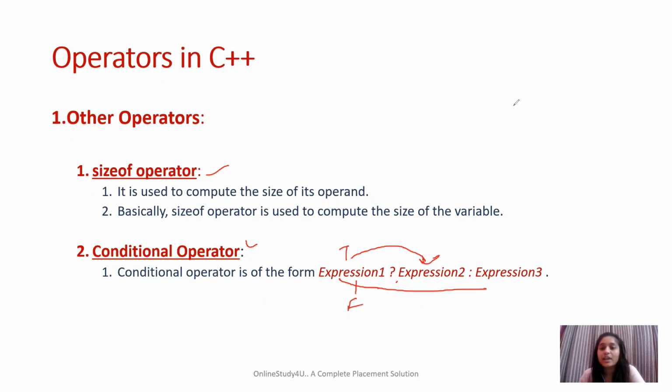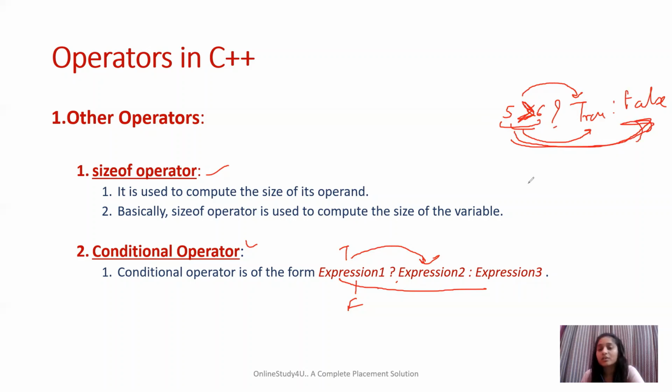For example, we have the expression 5 is less than 6, question mark, true, colon, false. If we have this conditional operator, then here we have the expression 5 is less than 6. If it is true, then it will return true. If this is false, then it will return false. Here the expression is true, so it will return true. If I change the sign and make it greater, then the answer will be false. So this is how the conditional operator works.